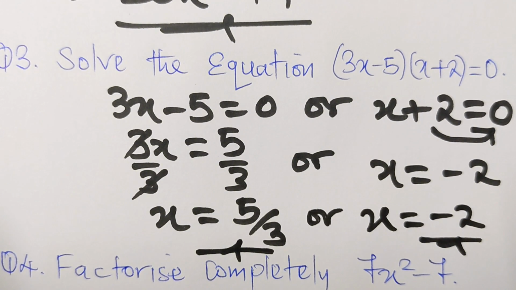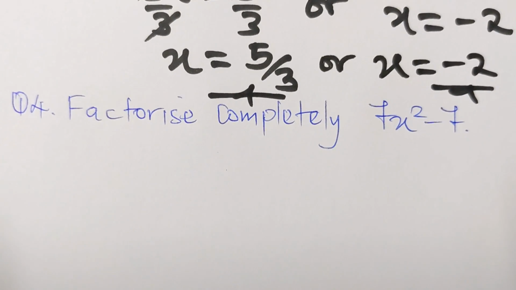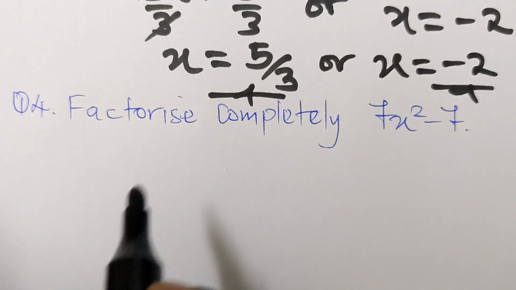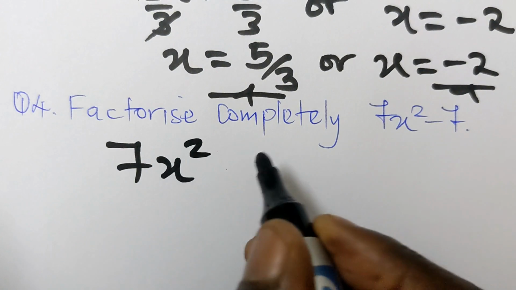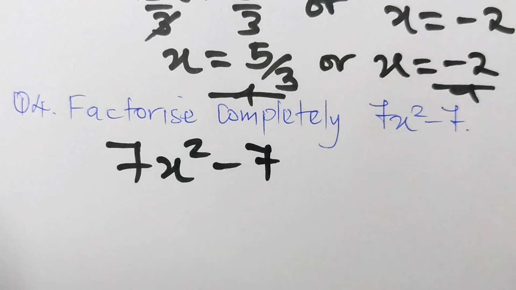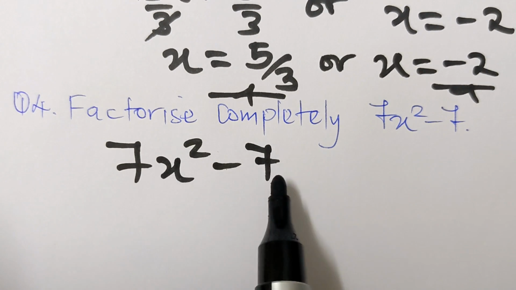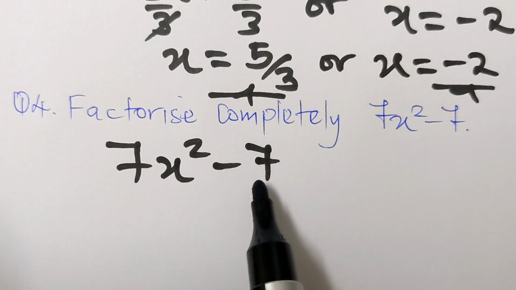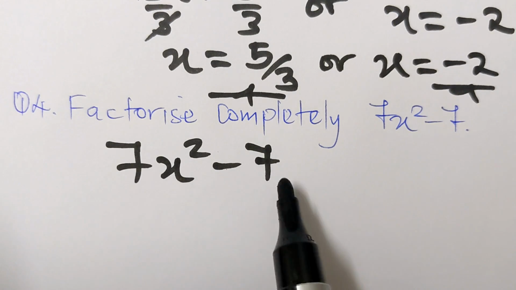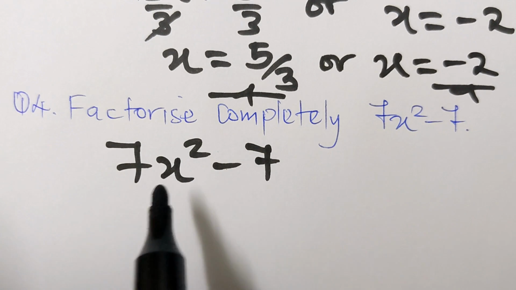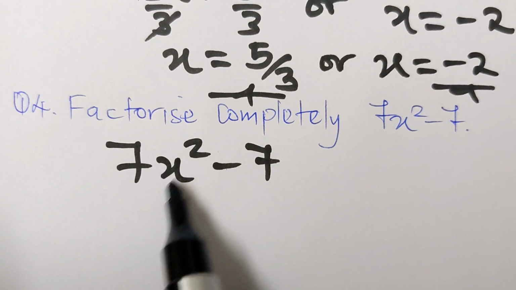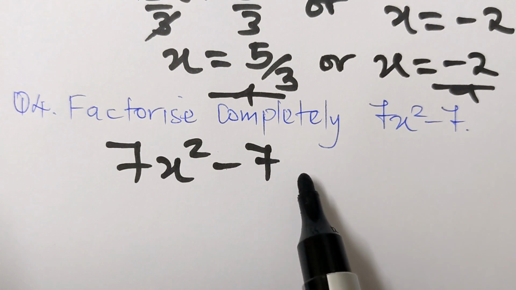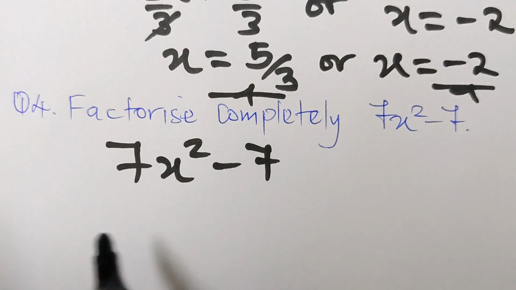We move on to question 4, which is factorize completely 7x squared minus 7. So for this expression, all we have to do is take note of what is common on the two terms given. We can see that there's 7 here and there's also 7 there. So 7 is common. And for the letters, we just have x squared on the first term, and we don't have any letter on the second term. So this means that only 7 is common.